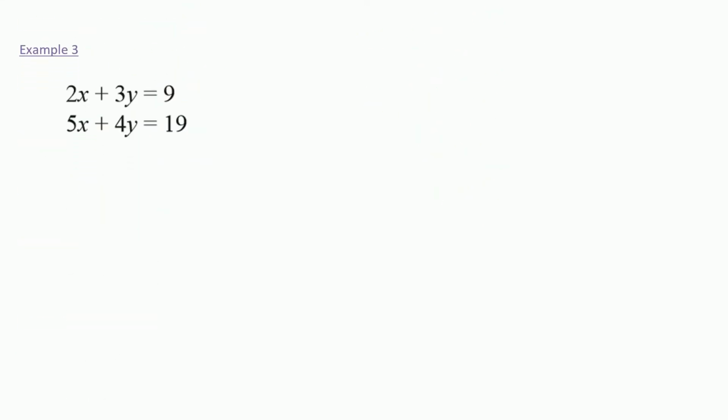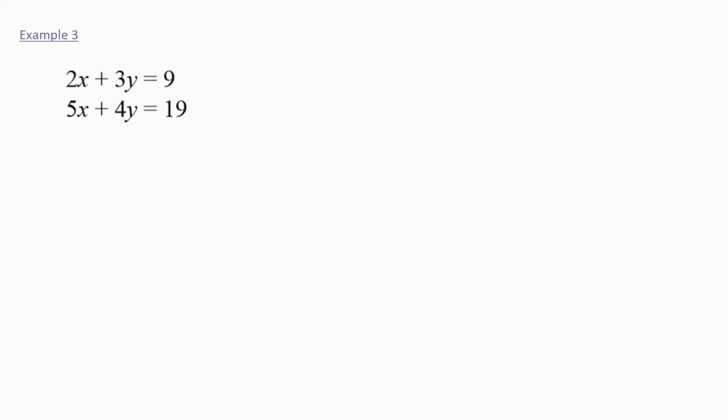Now in my third example, things are a little bit more complicated. I haven't got the same number of x's, and I haven't got the same number of y's. But I also can't multiply 2 to make 5, or 3 to make 4, or multiply 5 to make 2, or 4 to make 3. So these are the most complicated type of equation.